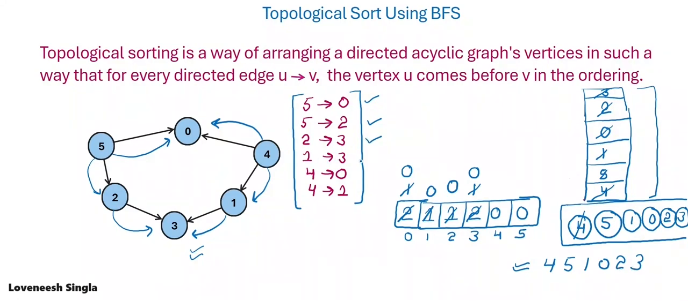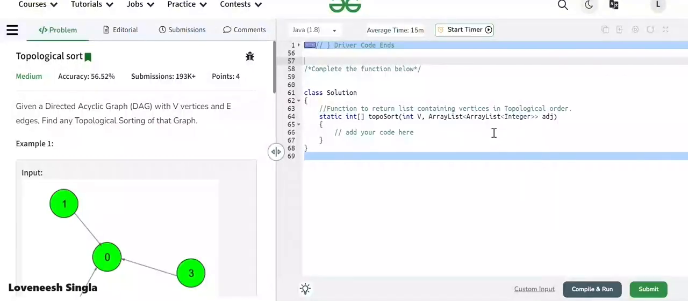From 1 there is an edge to 3 and 1 is also coming before 3, so this edge is also fine. From 4 there is an edge to 0 and 1, and 4 is coming before 1 and 0 both, so both these edges are also fine. So we can say that this topological sorting is correct. Now let's implement the code.